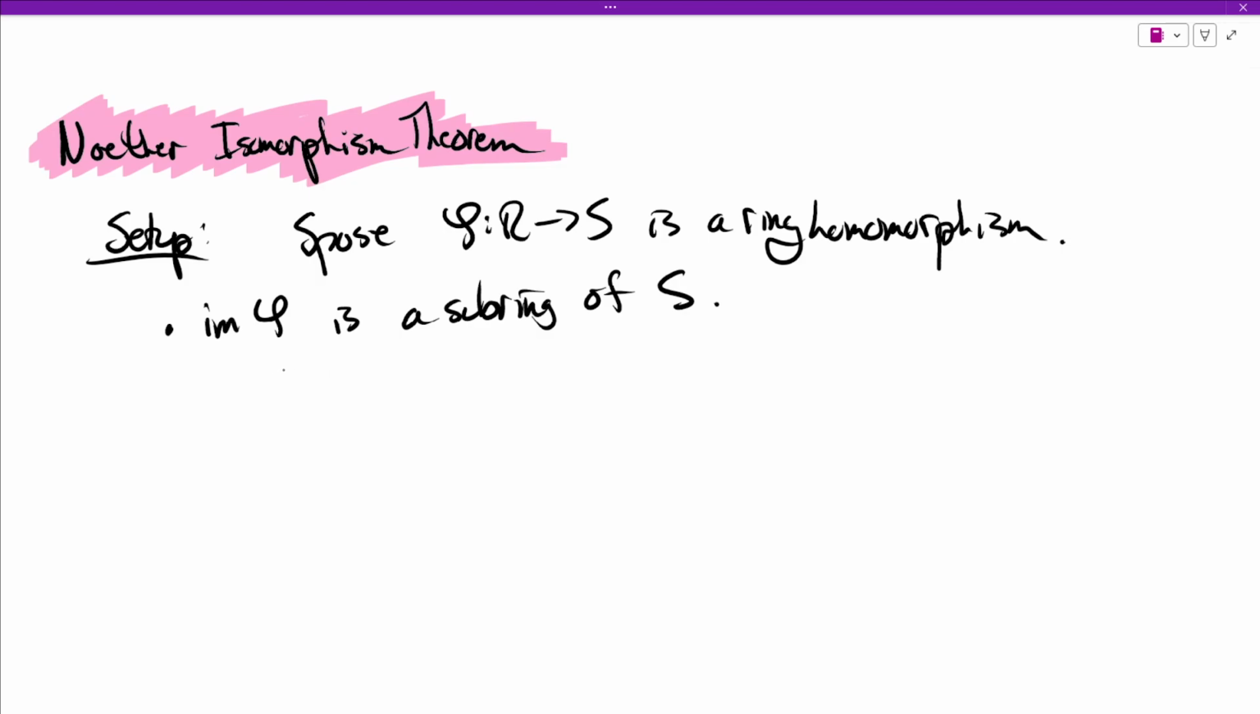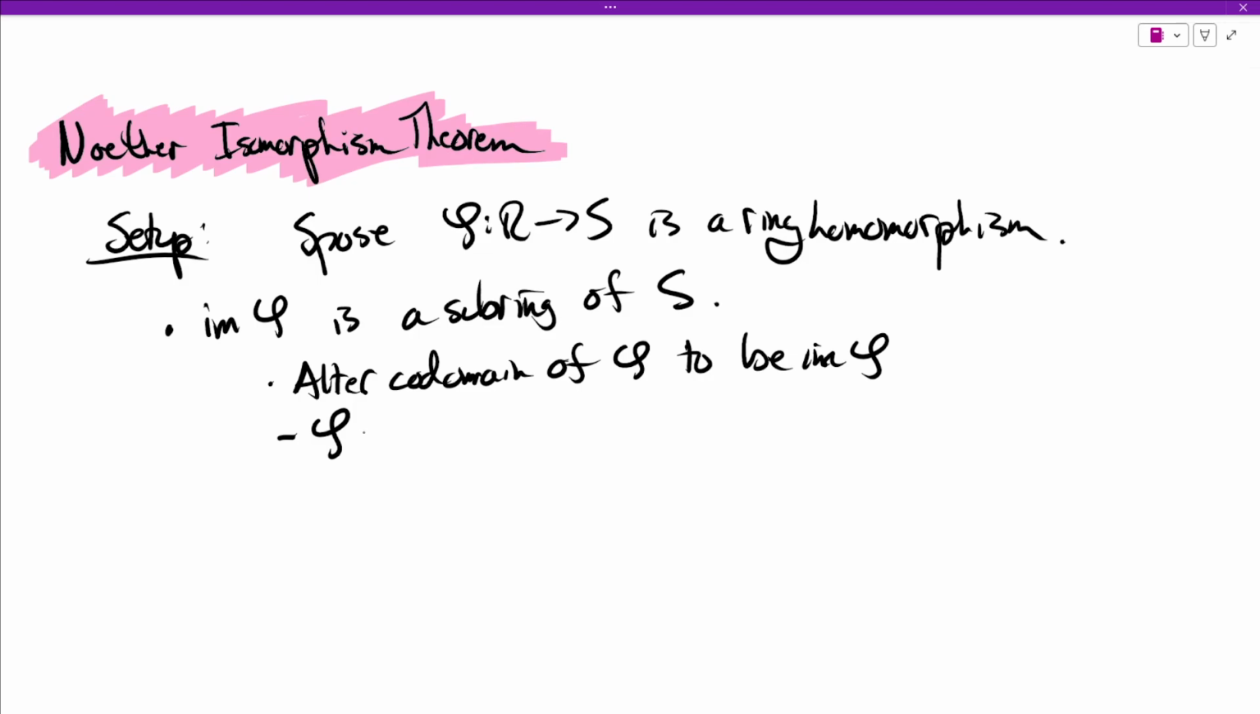So we sort of alter phi by altering the codomain to be the subring image of phi. And so we're going to view phi as a homomorphism from R to just its range. Again, image is just range. That's all that is.